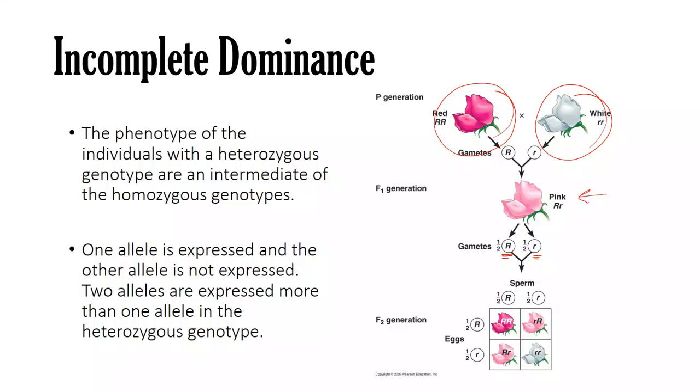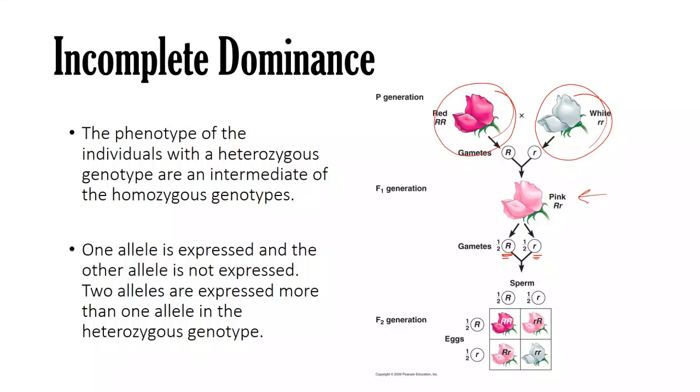If you looked at the pigment protein that's being produced, it would be identical to that of the red. There's just half as much of it. So one allele is expressed and the other allele is not expressed in this condition. Two alleles are expressed more than one allele in the heterozygous genotype. So when we look at our red, it's expressing 2 times as much red pigment because there's two alleles that are each coding for red pigmentation. The pink one has one allele coding for red pigmentation, and because there's half as much red pigment, it looks pink. And then the white one has no red pigmentation.